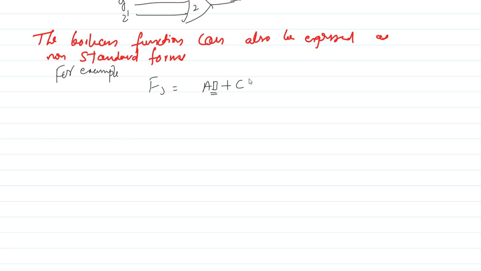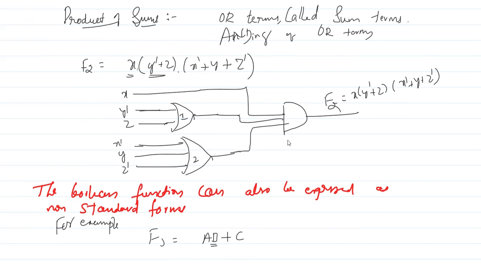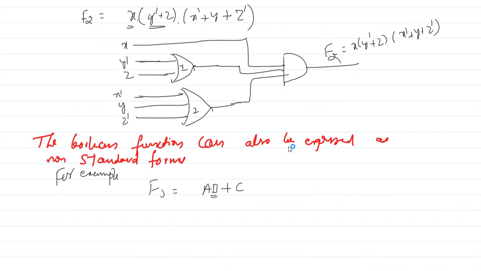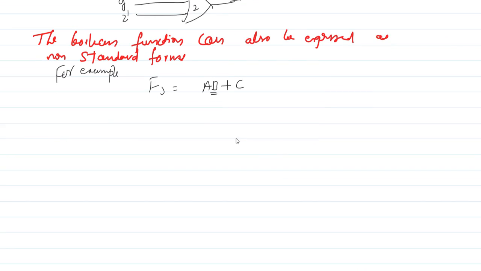If I leave it like this, what will it become? This is a sum of min terms, or sum of products. If I only write it like this, AB plus C, this is a sum of products. If I write again in the bracket D plus E, now this example is not a sum of products and also it is not a product of sums.